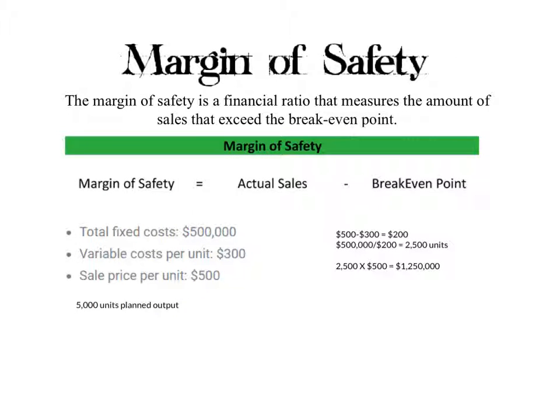So imagine in this business they had a planned output of 5,000 units. So they were planning on selling 5,000 units, but they knew the break-even point was 2,500 units. The simple calculation for margin of safety would be 5,000 units minus 2,500 units, and that would obviously be equal to 2,500 units again. So not only have they got a break-even point of 2,500, but they've also got a margin of safety of 2,500 units.